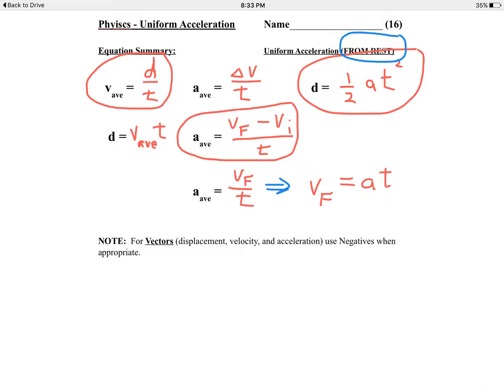Once again, also a note for vectors down here. The vectors, when you're doing vector problems, you do have to keep track of the negatives. With the distance problems, never plug in any negatives. I'll give you some examples here in a little bit.